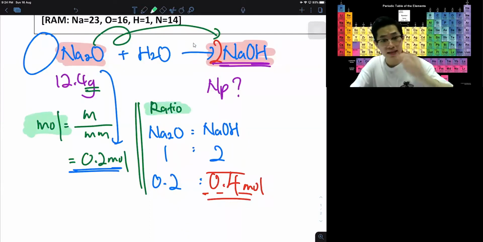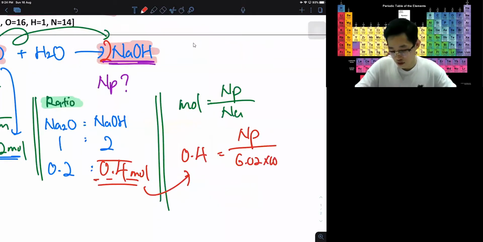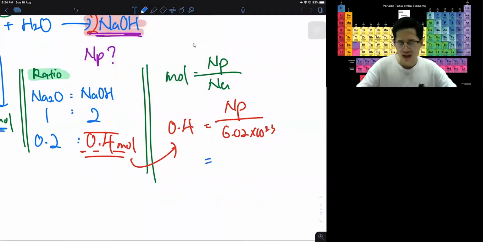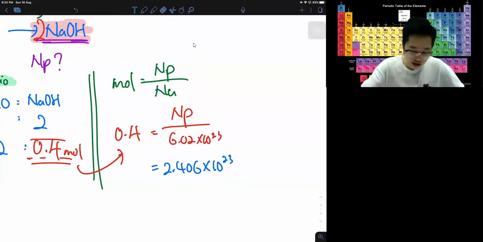The next steps, the last step, will be again using another formula of mole to calculate number of particles. So this is what I do now. Sub it in, 0.4 equals to NP over 6.02 times 10 power of 23. So I'm going to get 2.408 times 10 power of 23.